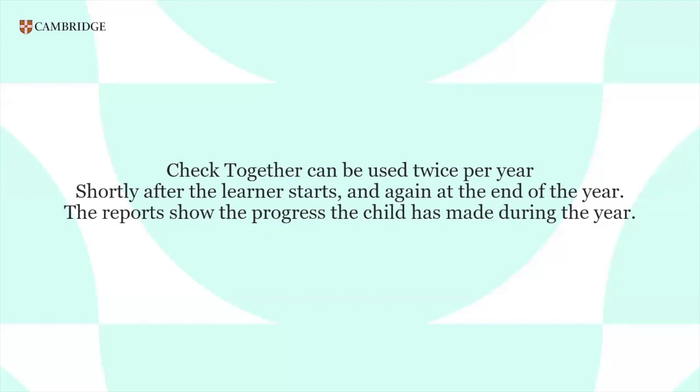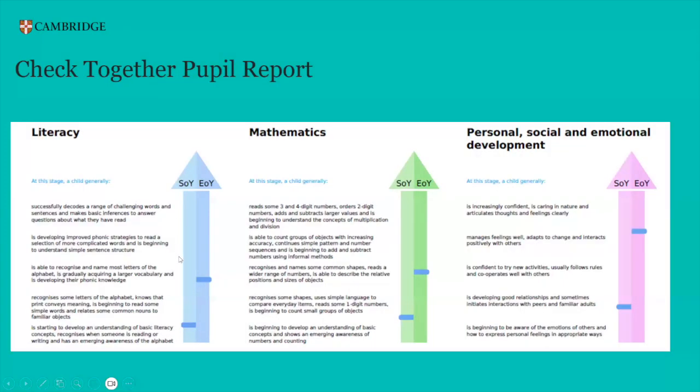Okay, so Check Together can be used twice per year. So we do it shortly after the learner starts and again at the end of the year. And the reports that you get back will show the progress the child has made during the year. Of course, it won't be the only evidence you have, because there'll be lots of observational evidence as well, but it will add to the evidence that you have to make your decisions about how to teach children and how to differentiate your learning. So if we can move on to the next one, the main report looks like this.